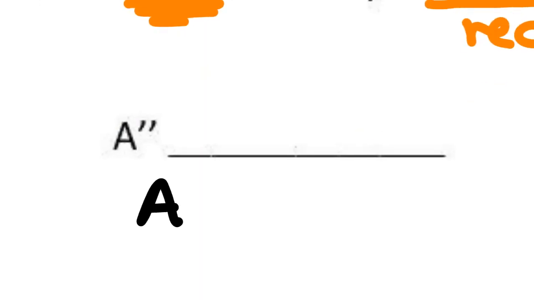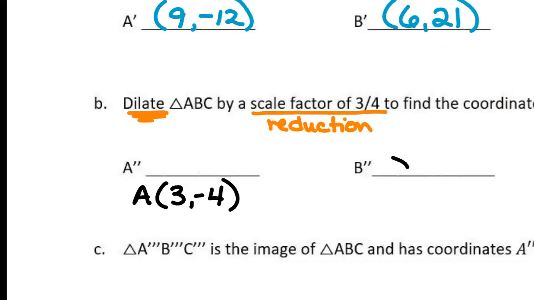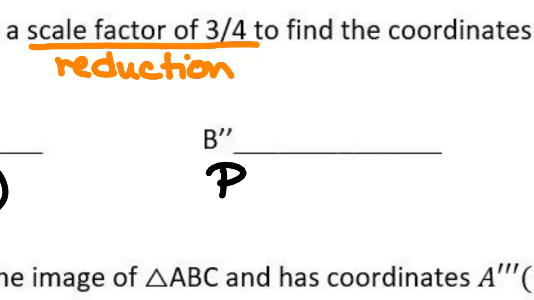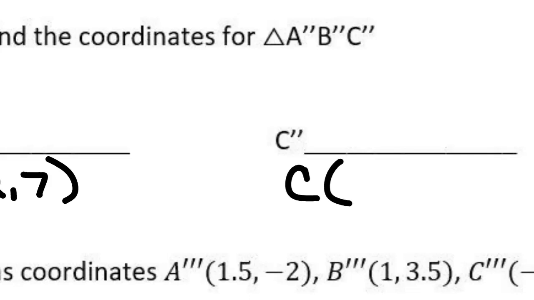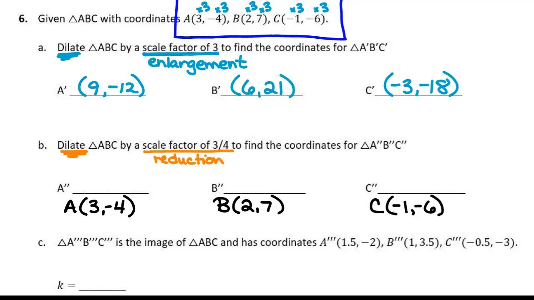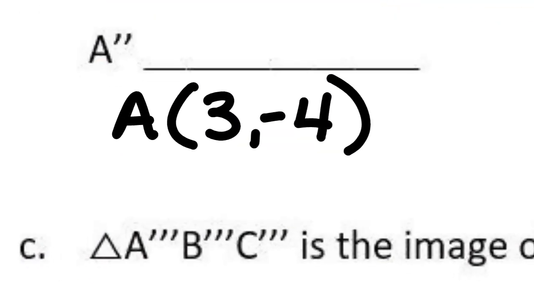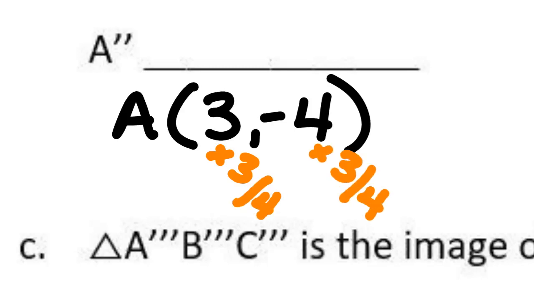All right. So I have my original points, A, B, and C. A was 3, negative 4. B was 2, 7. And C was negative 1, negative 6. What do I need to do with each one of those original points for part B? Multiply it by what? By 3/4. Sorry, I just couldn't hear. We're going to multiply the x part and the y part by 3/4.